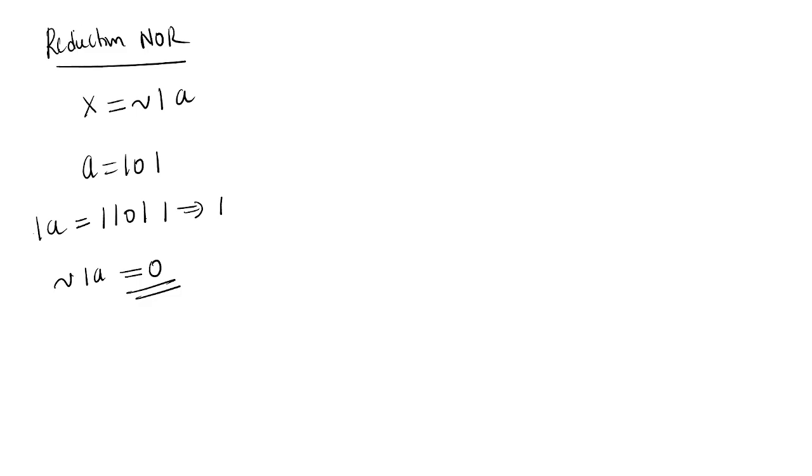And next, reduction XOR. X equal to XOR of A. Let us take A equal to 101. So 101 means 1 XOR 0 XOR 1. You are getting 0 only, no? So that is x equal to 0 that you are getting.